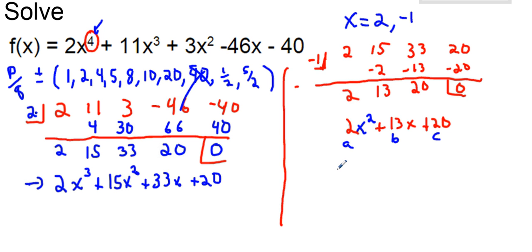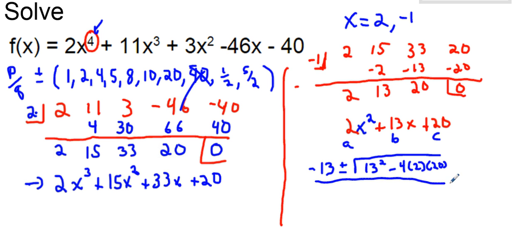The quadratic formula says, I take my b, so it's the opposite of b, plus or minus the square root of b squared minus 4 times a times c, all divided by 2a. I'm not going to go ahead and solve this. You guys can go solve this on your own to get our final two solutions.